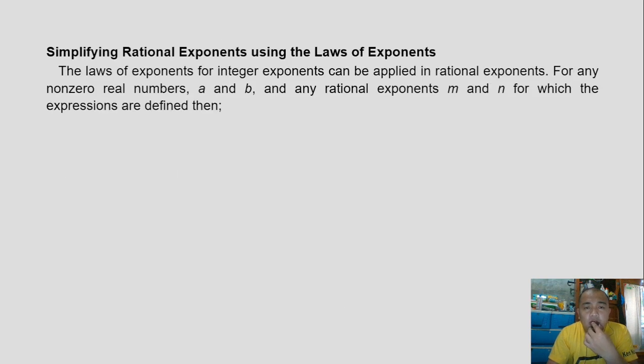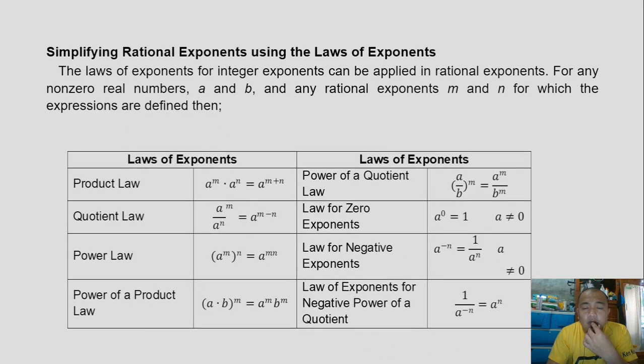Simplifying rational exponents using the laws of exponents. The laws of exponents for integer exponents can be applied to rational exponents, for any non-zero real numbers a and b, and any rational exponents m and n for which the expressions are defined. Here are the different laws of exponents. Product law: if you multiply two powers with the same base, just add the exponents. Quotient law: if you divide two numbers with the same base, subtract their exponents. Power law: if you raise a power to another power, just multiply the exponents. Power of a product law: to raise a product to a power, the exponent is distributed to each factor of the product.